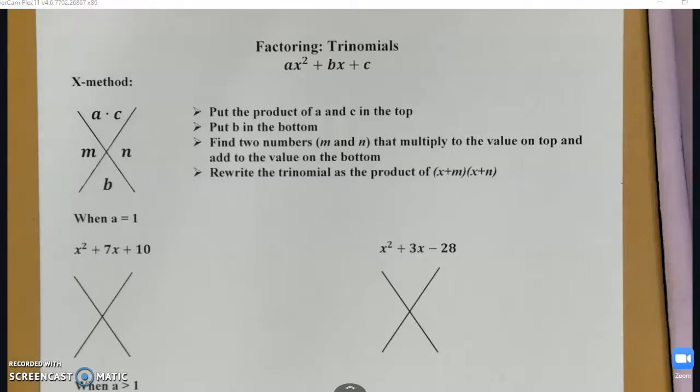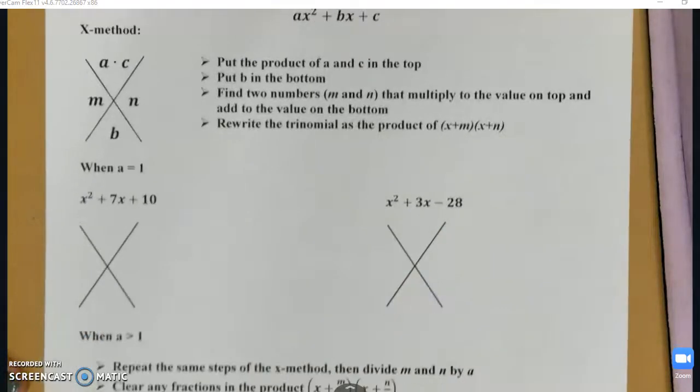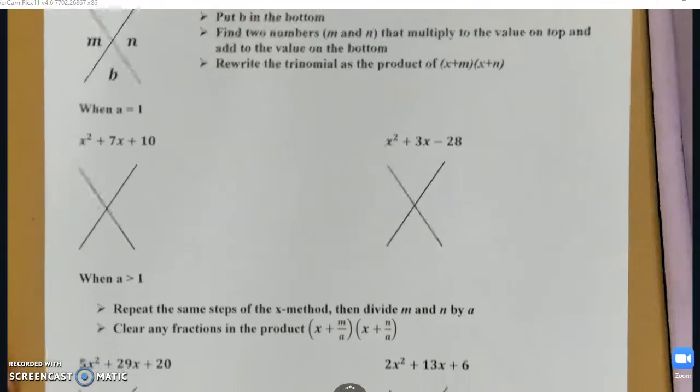Once I have filled in all of the boxes in my x, I can write my trinomial as the product of x plus m times x plus n. This is easier when a is 1, so we'll practice with that first. This should be a lot of review for you.